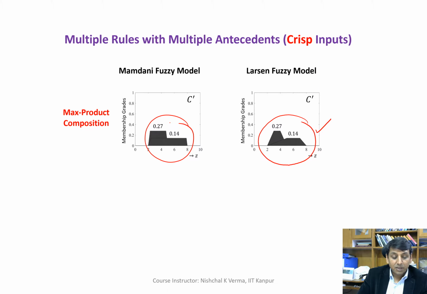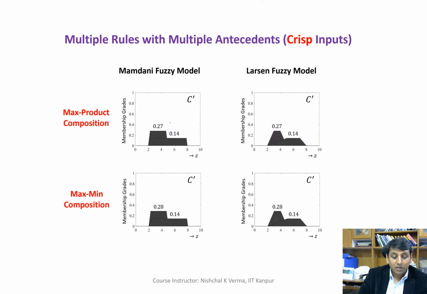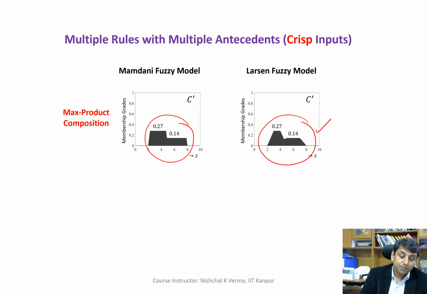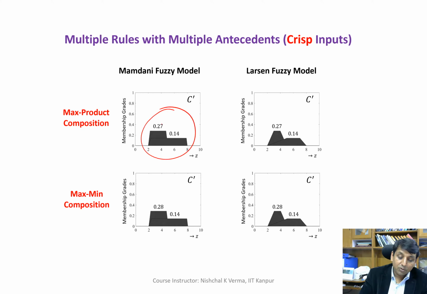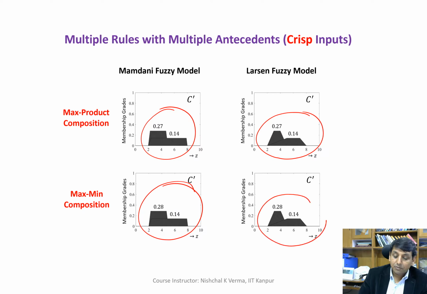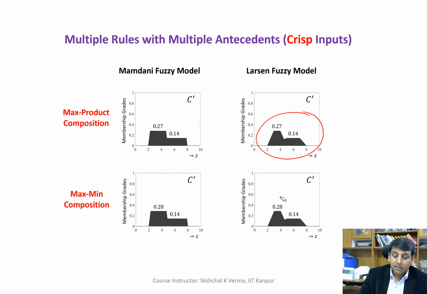And now let us compare the outputs of the max product composition with max min composition as well. So we see that all the four outcomes are different, meaning the fuzzy values are changing. The output of the Larsen fuzzy model in both the compositions is different for the same input. And similarly here, for the Mamdani fuzzy model also, we have different outputs.